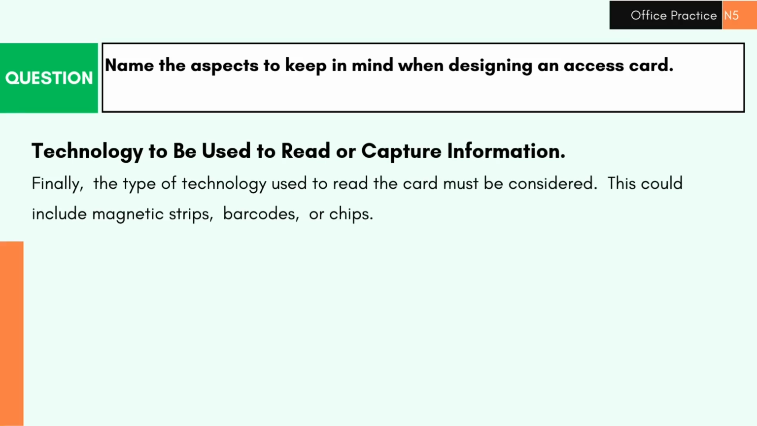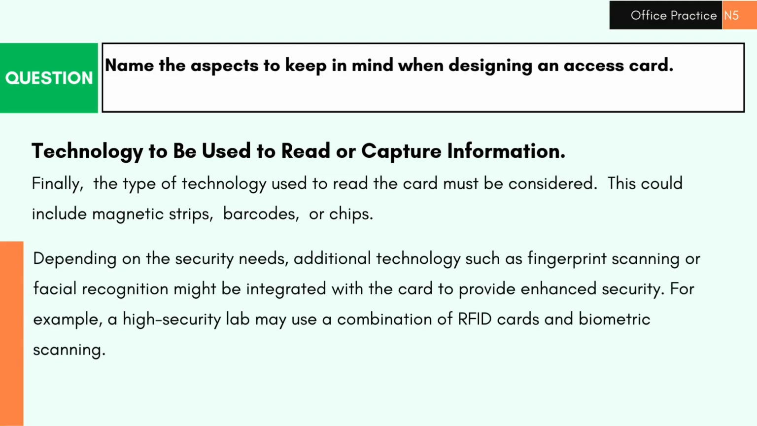7. Technology to be used to read or capture information. Finally, the type of technology used to read the card must be considered. This could include magnetic strips, barcodes, or chips. Depending on the security needs, additional technology such as fingerprint scanning or facial recognition might be integrated with the card to provide enhanced security. For example, a high-security lab may use a combination of RFID cards and biometric scanning.